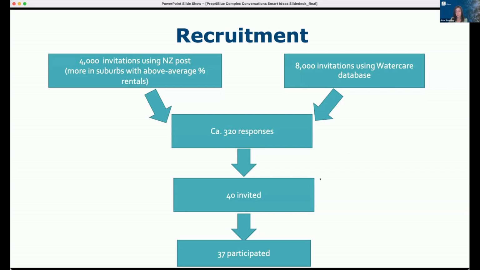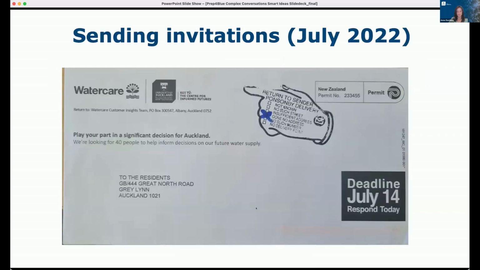From that 320, we collected demographic information from the respondents and put them through a sortition algorithm, which selected for us 40 people to invite that were then reflective of the demographics of Auckland. In the end, we had 37 people go through the whole process.